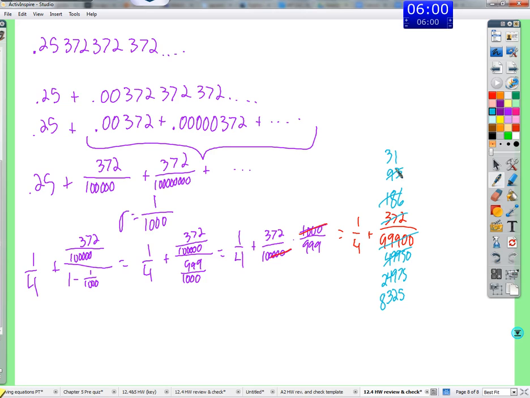Then we need to start working back up in order to get a common denominator. 31 is a prime number.